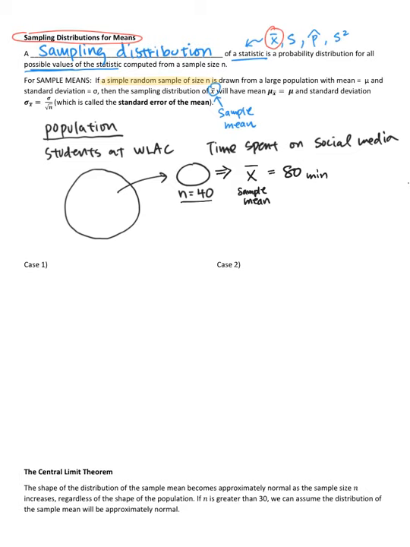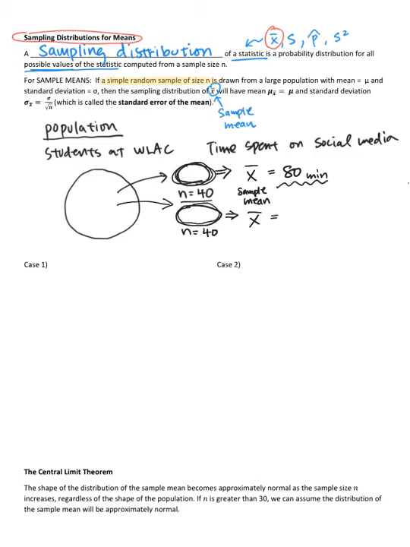Okay, but this is just one sample, right? So this X bar of 80 minutes is just the average of this sample only. So what I'm going to do is keep sampling 40 people. Again, I have a sample of 40 people, and then I'm going to find the sample mean for this group.